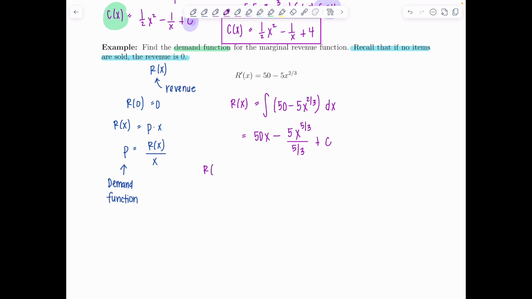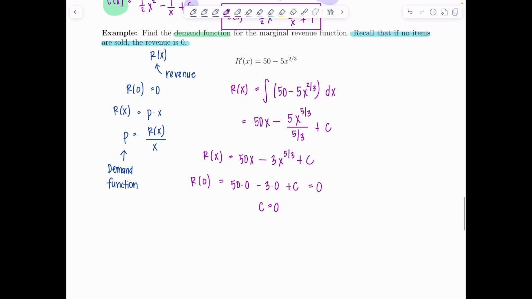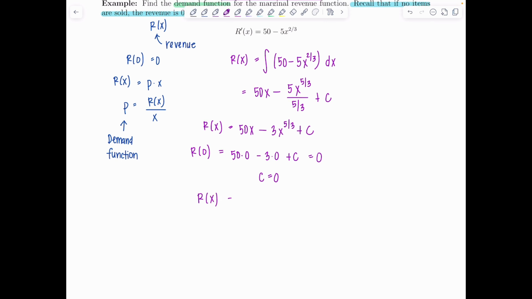So we can clean up. R of x is 50x minus 5 divided by 5/3 is the same as 5 times 3 over 5. So those 5's cancel, and then you're just going to have 3x to the 5/3 plus c. Now, don't divide everybody by x just yet. Remember, they told me when no items are sold, the revenue is 0. So this is to help me find c. And hopefully it's pretty clear. C is just going to be 0, but we could go through the steps of writing it out. So R of 0 would be 50 times 0 minus 3 times 0 plus c, which is 0. So c is 0.